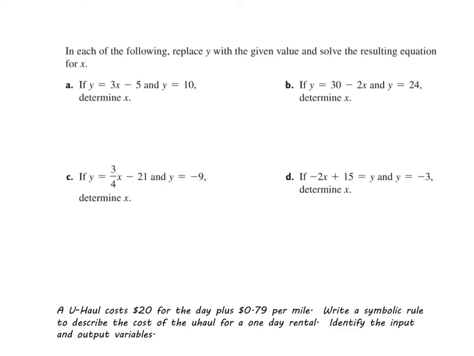I want you to flip to the next page in your notes for this section. We are going back to solving some equations by replacing one of the variables with a number. And these ones are a little bit more work than the last one, so I'm going to do the first one with you. If y equals 3x minus 5 and y is also equal to 10, we're going to plug 10 in for y, so our equation looks like this.